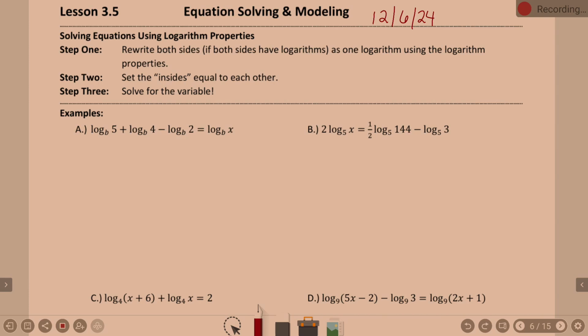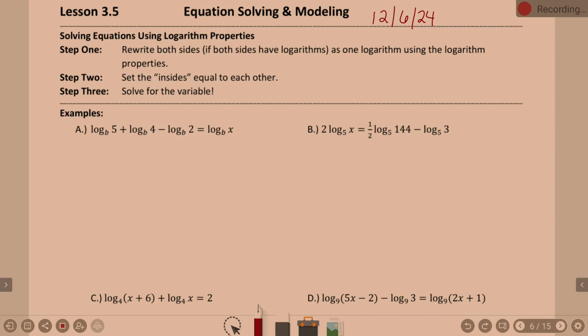So, step 1, the suggestion is to rewrite both sides. Assuming we're looking at a problem where both sides have logarithms, rewrite both sides as one logarithm on each side. If you can get 1 log equal to 1 log with the same base, the insides are equal to each other. So you can just set the insides equal to each other and solve the equation from there.